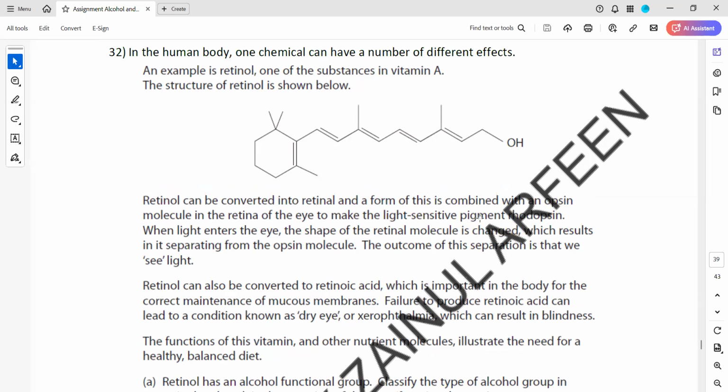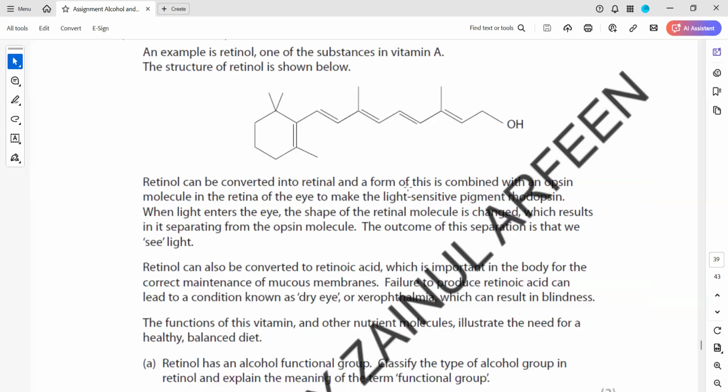And a form of this combines with opsin molecule in the retina of the eye to make a light sensitive pigment. When light enters the eye, the shape of the retinal molecule is changed, which results in a separation from the opsin molecule, and as the outcome of this separation, we see light. That's actually a photochemical reaction which happens in our eye, a reaction which is initiated by light. We call that a photochemical reaction. So because of this photochemical reaction, we are able to see.